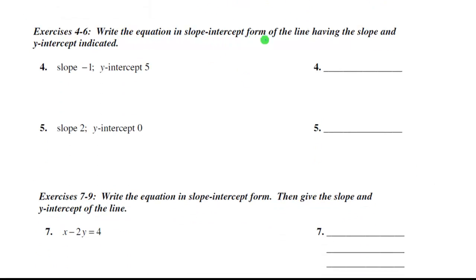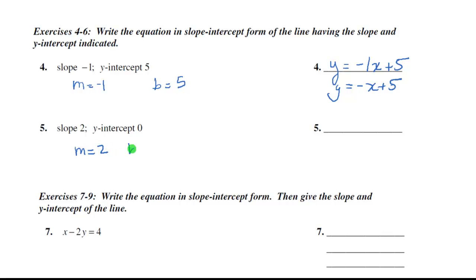Okay, now it says here, write the equation in slope-intercept form of the line having the slope and y-intercept indicated. So slope is -1, that gives us our m. Y-intercept is 5. That gives us our b, so we like these problems. They're pretty easy. Substitute right in, and we get y equals -1x plus 5. But convention is that we don't write a 1 coefficient in front of the variable, so if you write y equals -x plus 5, you'll be doing great.